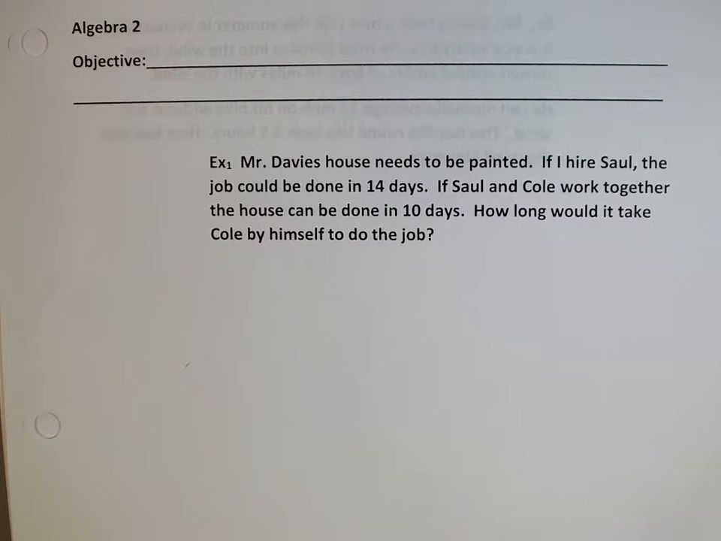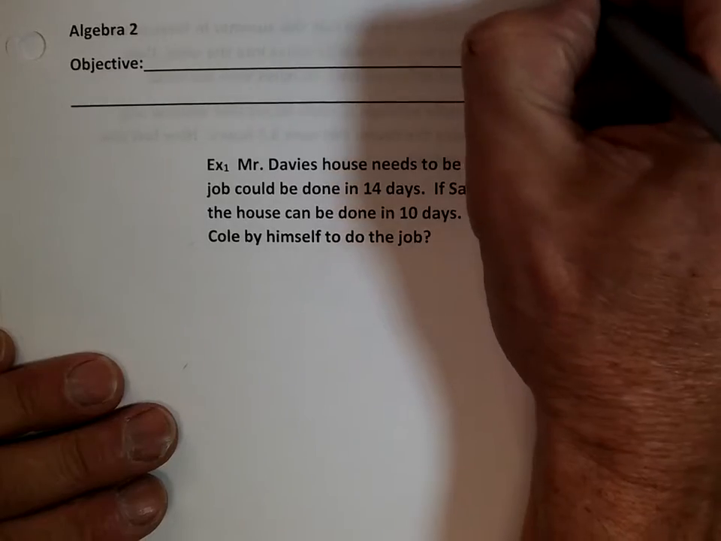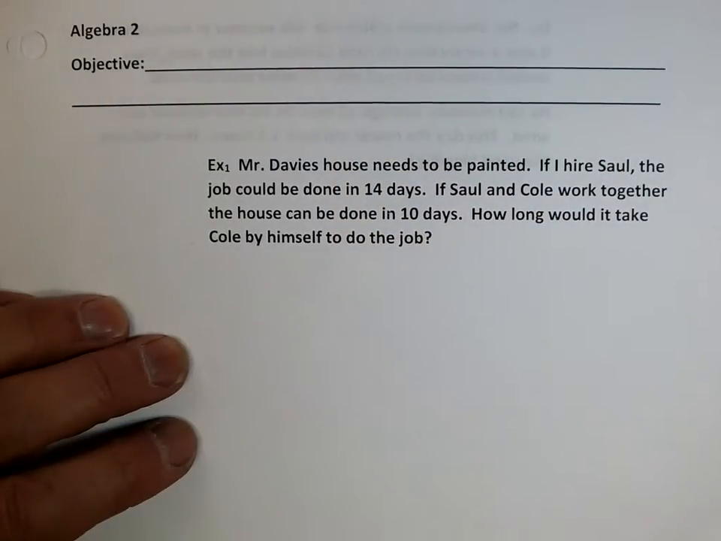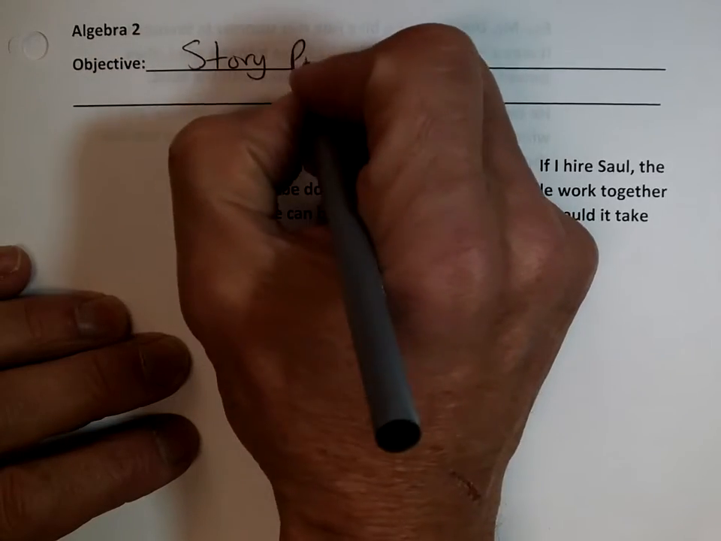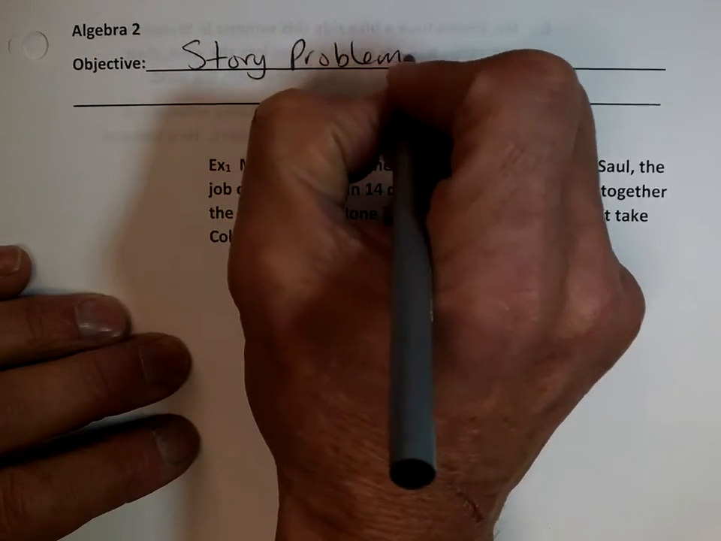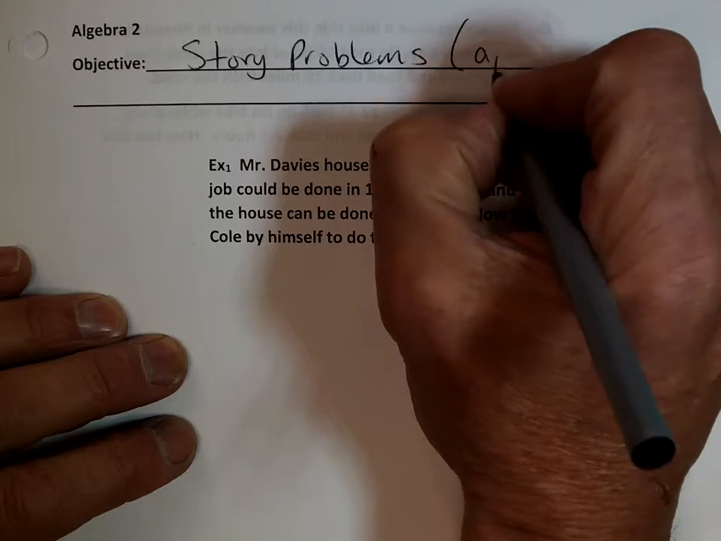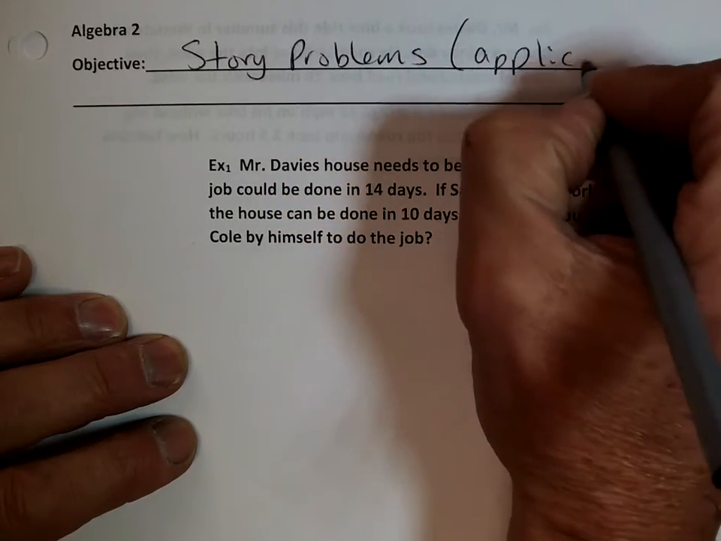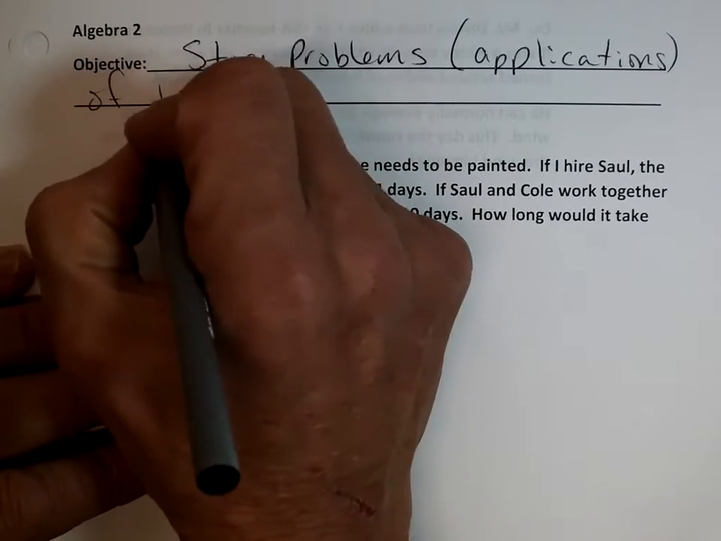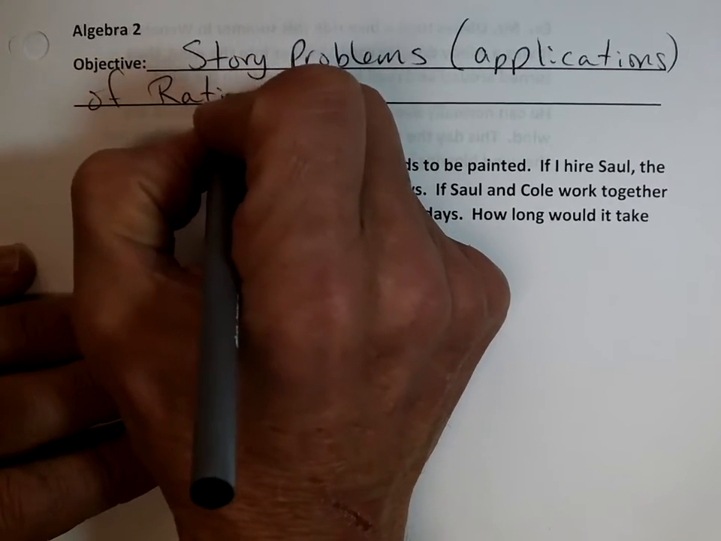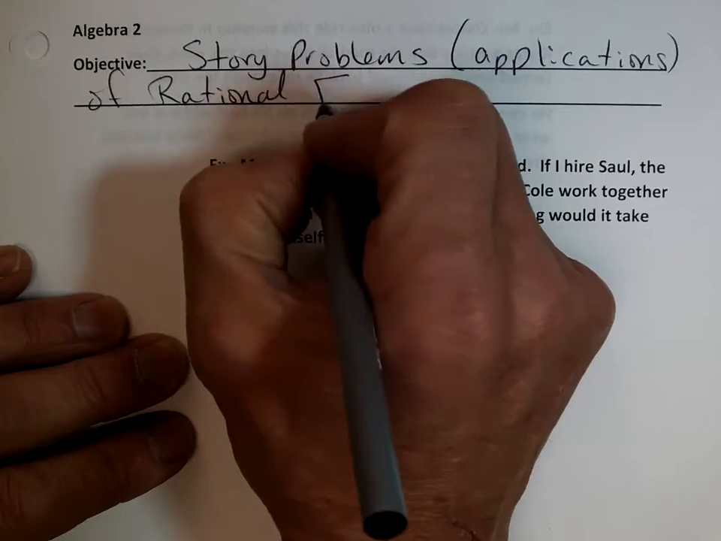Okay, so it is 11:13, and our objective really has to do with story problems or applications of rational functions.